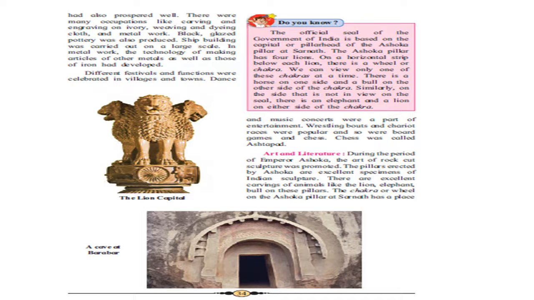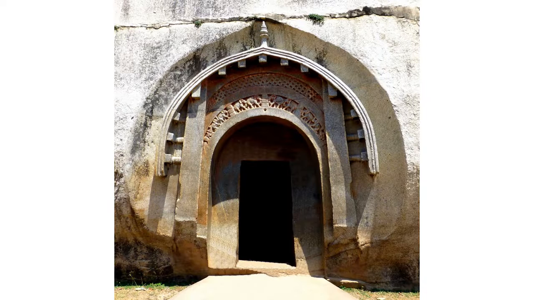Different festivals and functions were celebrated in villages and towns. Dance and music concerts, means a lot of people used to gather, were a part of entertainment. Wrestling bouts and chariot races were popular, and so were board games and chess. Chess was called Ashtapad. This is a slide where we can see a cave at Barabar.